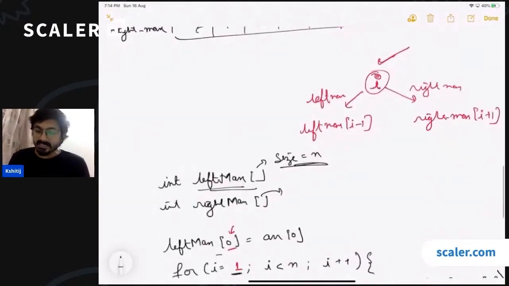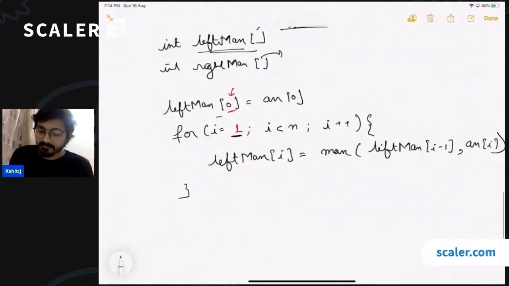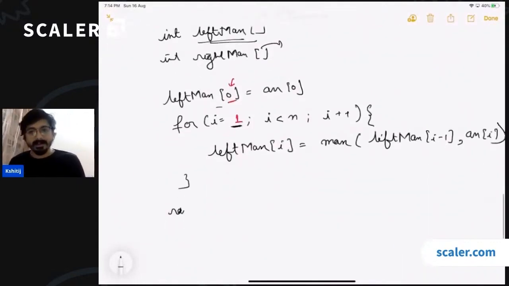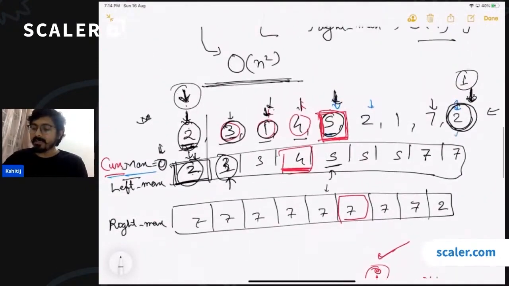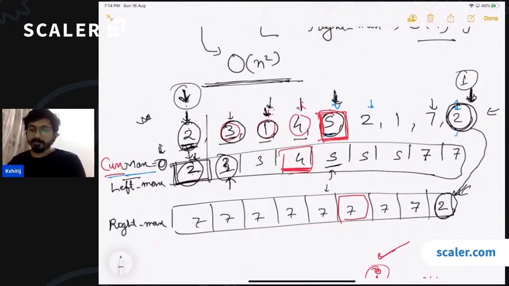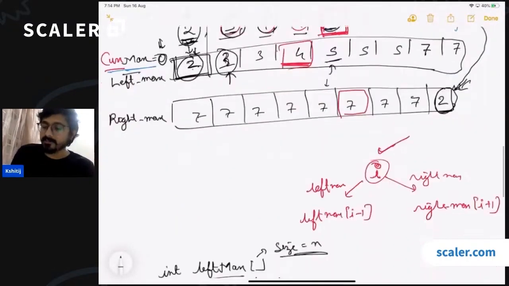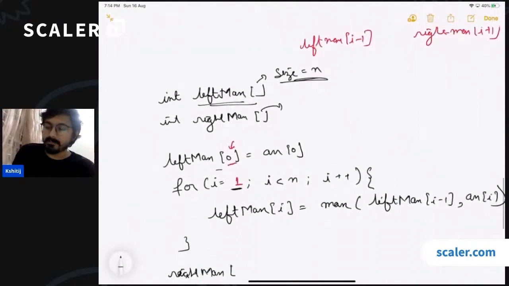Now we'll also initialize the right max array. For the right max array, how did we start? We started from the right side. We are starting from here, and let's copy the last array value in the last index of the right max array, because for this value there is nothing on the right side. So right max of n minus 1 is going to be array of n minus 1.